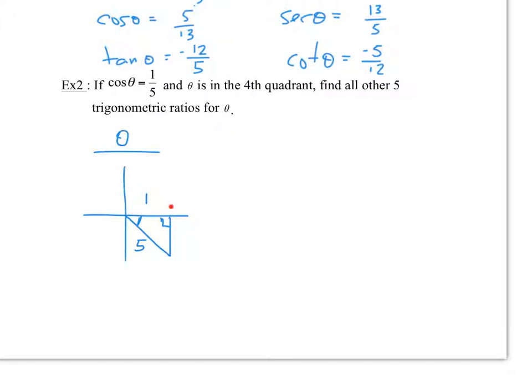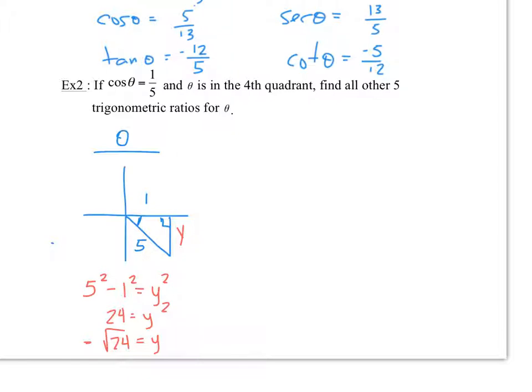So now I can find the value of this side. We're going to call that y because it's vertical, right? We can easily find that side by using the Pythagorean theorem. So we have 5 squared minus 1 squared equals y squared, because I'm looking for the side that's not the hypotenuse. So here we have 24 equals y squared, and the square root of 24 equals y. Well, notice the y value is negative, because we're in the fourth quadrant, similar to the last example. So I'm going to write this as negative square root of 24 equals y.